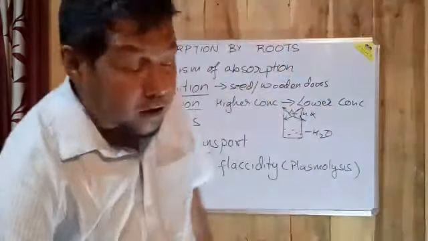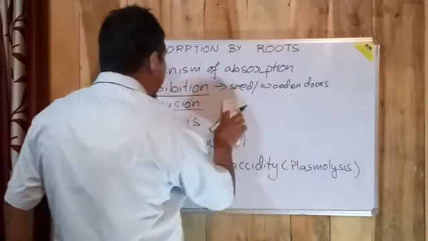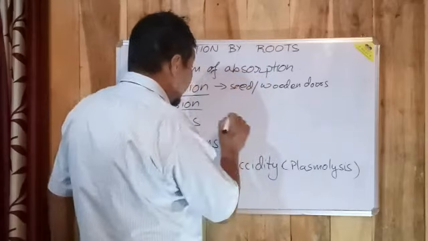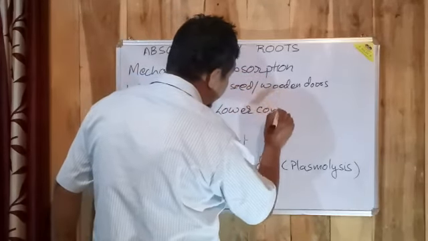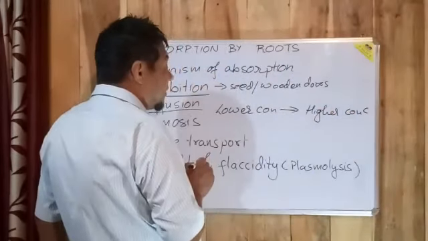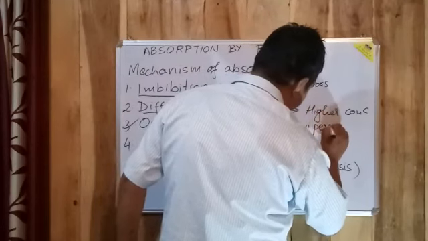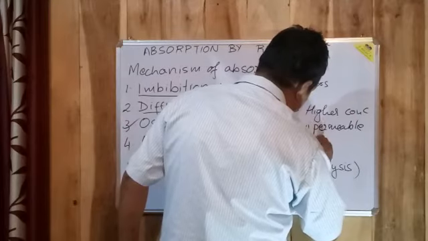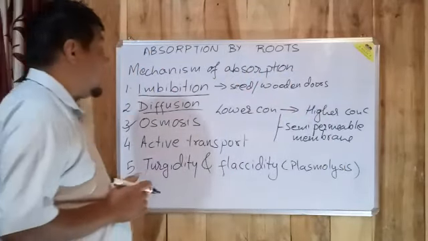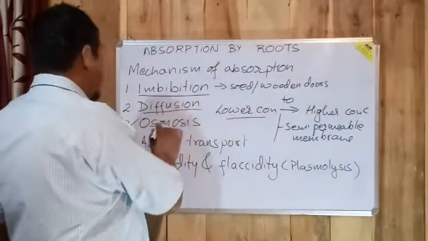Now we will try to understand what is osmosis. Osmosis and diffusion are slightly different. Osmosis means movement of water molecules, or molecules, from a region of lower concentration to a region of higher concentration, separated by a semi-permeable membrane. I repeat again, osmosis is the movement of molecules from a region of lower concentration to a region of higher concentration through a semi-permeable membrane.